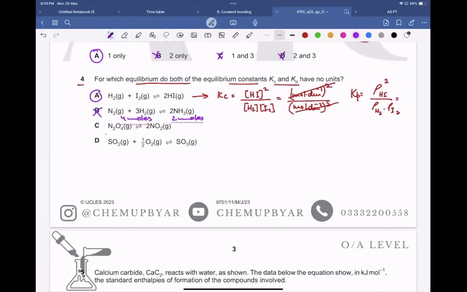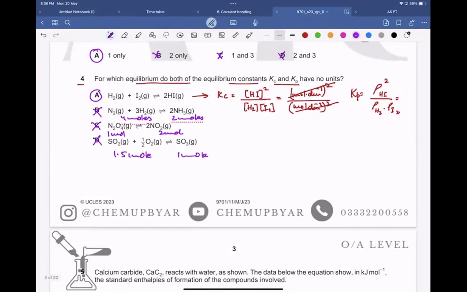In the same way, 1 mole and 2 moles, so there would be a unit over here. And over here there is 1 mole and over here there is 1.5 moles, so over here as well there must be a unit. So only when the gas moles are equal would there be no unit.